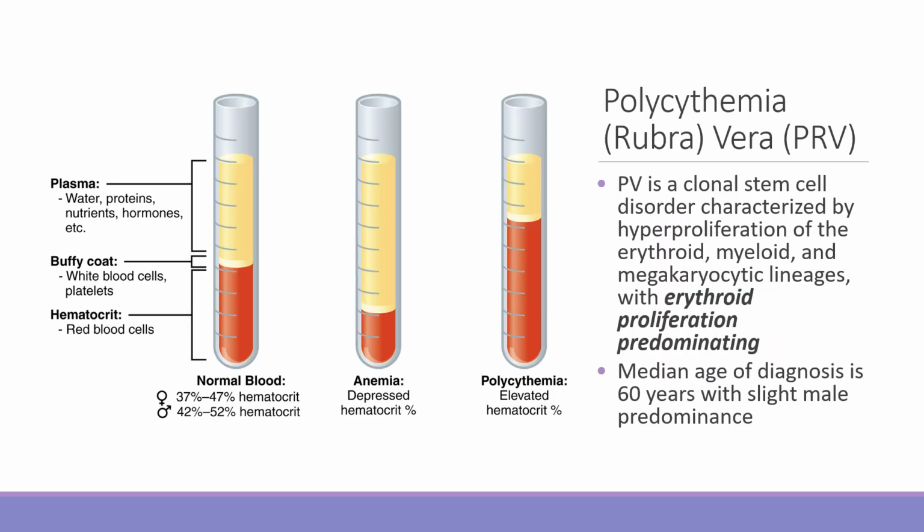Okay, now that we have discussed CML, let's move on to our next myeloproliferative disorder. Our next myeloproliferative disorder is called polycythemia vera, or sometimes you will hear it referred to as polycythemia rubra vera. Polycythemia vera is a clonal stem cell disorder characterized by hyperproliferation of erythroid, myeloid, and megakaryocytic lineages. But what we're really going to see is a predominant proliferation of erythroid cells.